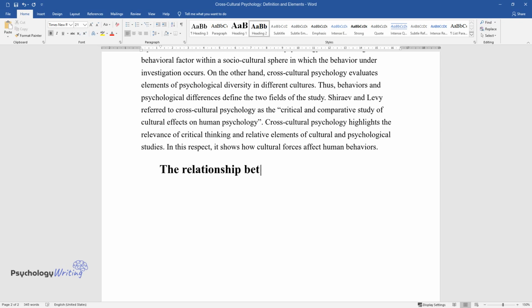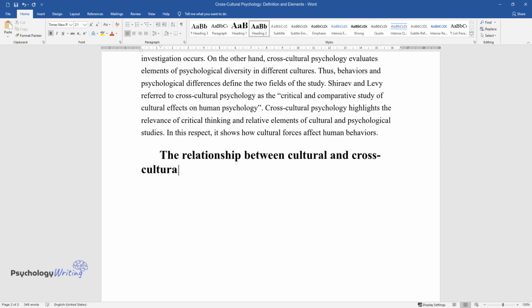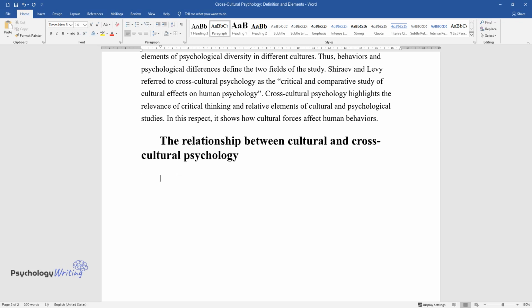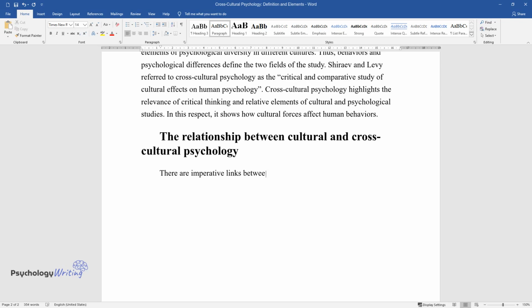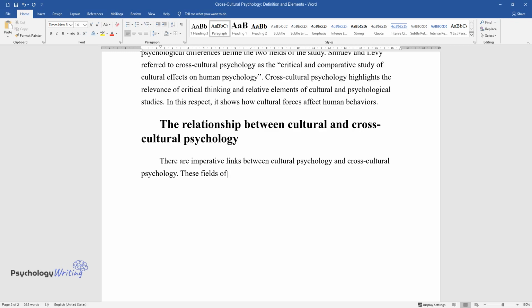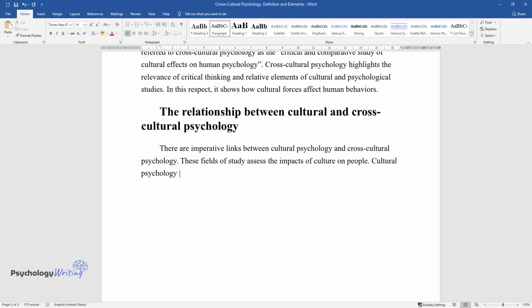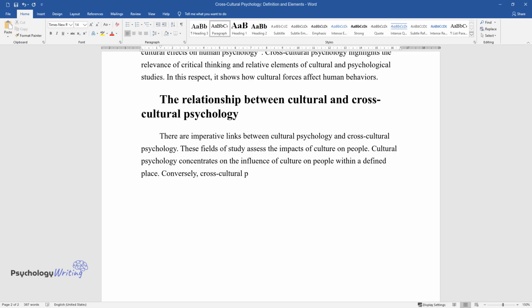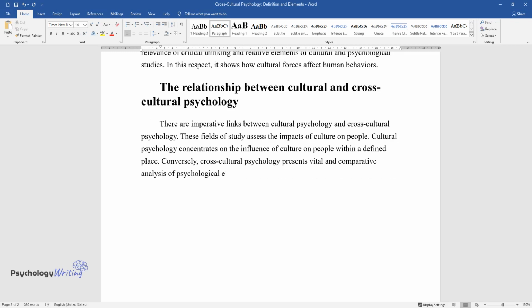The relationship between cultural and cross-cultural psychology. There are imperative links between cultural psychology and cross-cultural psychology. These fields of study assess the impacts of culture on people. Cultural psychology concentrates on the influence of culture on people within a defined place. Conversely, cross-cultural psychology presents vital and comparative analysis of psychological elements within different social setups.